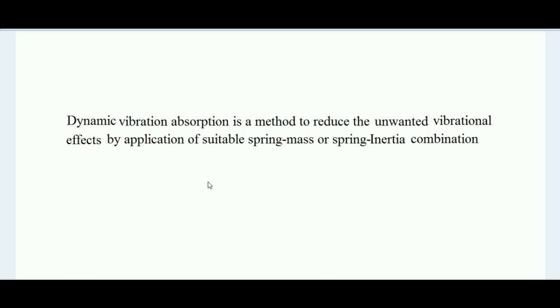Hello students, in this lecture we will learn what a dynamic vibration absorber is. Dynamic vibration absorption is a method to reduce unwanted vibrational effects by applying a suitable spring-mass or spring-inertia combination. It is a very effective method to isolate vibrations, and if a calculated spring-mass or spring-inertia system is applied, those unwanted vibrations will cease to happen.